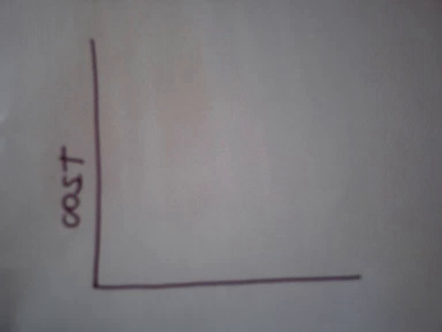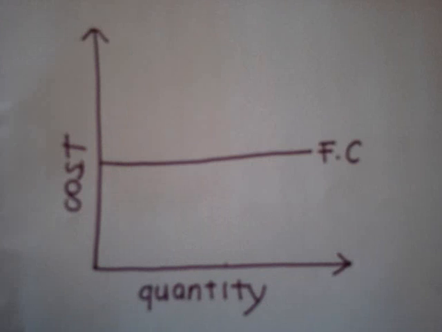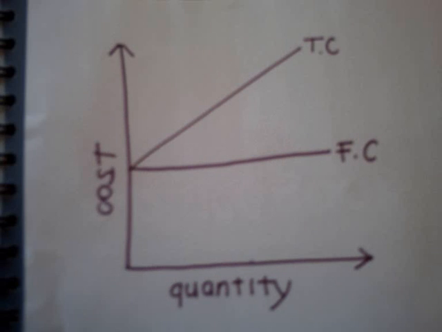When we draw the graph, the total cost function must start at the same point as the horizontal fixed cost function, as this is the minimum cost of production.